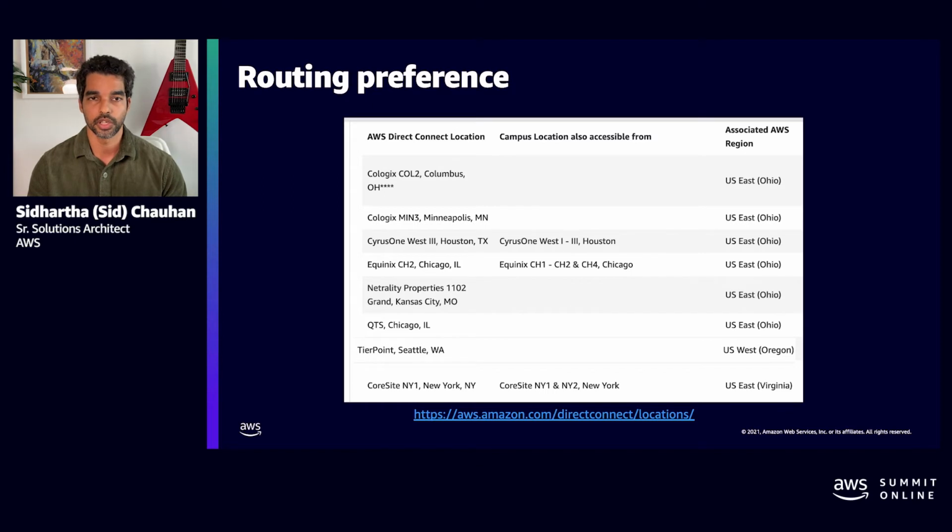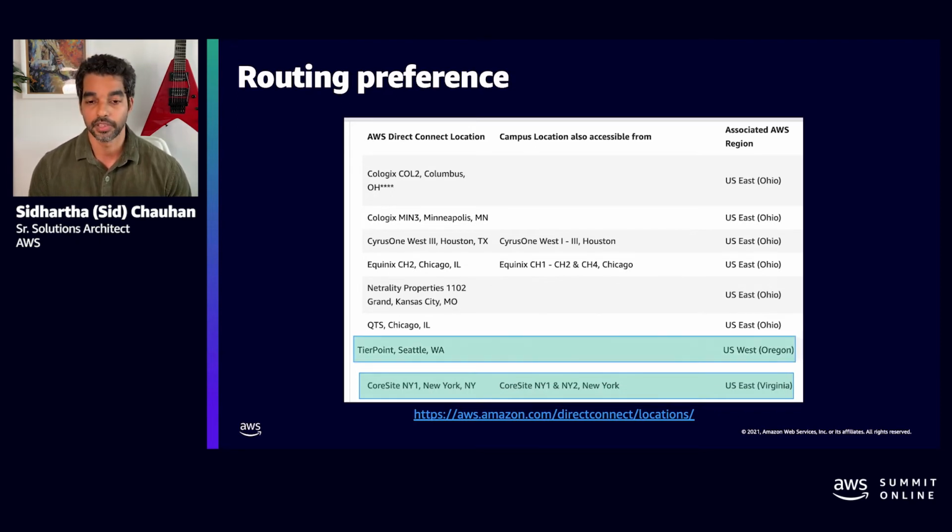So the routing logic is, if the traffic is originating from an AWS region, we will always prefer the associated Direct Connect location. So when the traffic originated from US East Virginia, it preferred the core site New York Direct Connect location because that's associated with the region and that's the preferred way. Similarly, when the traffic originated from US West Oregon, it preferred tier point Seattle because that's the associated region, right?